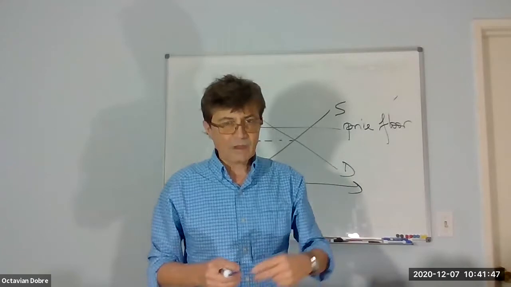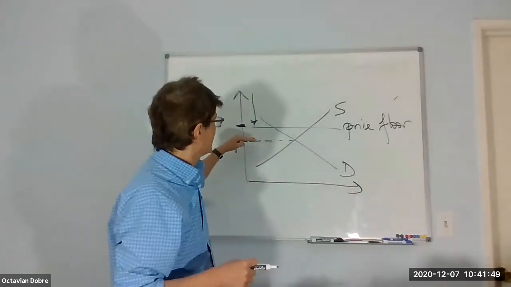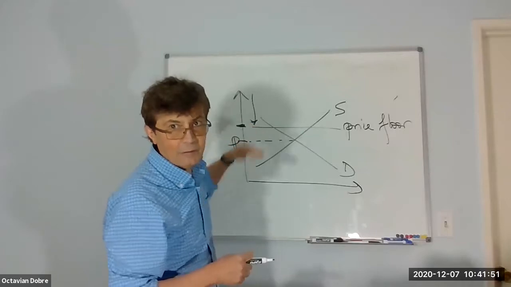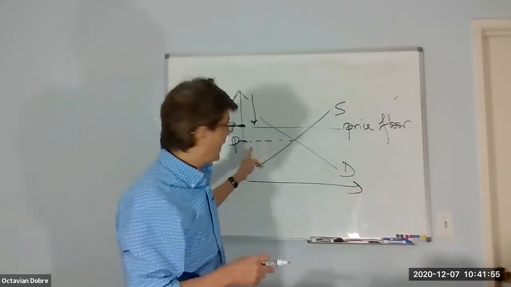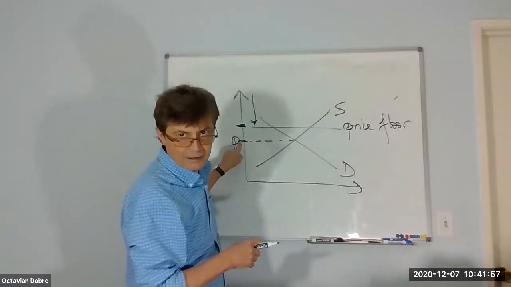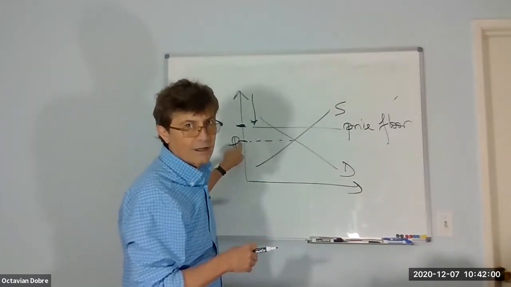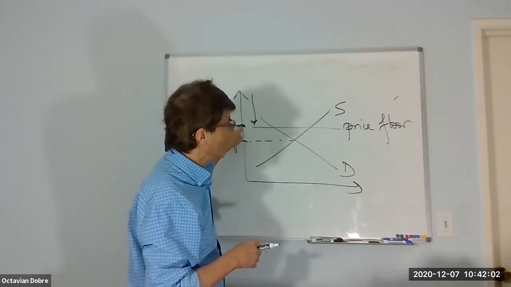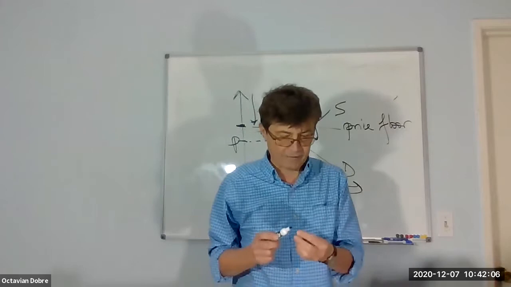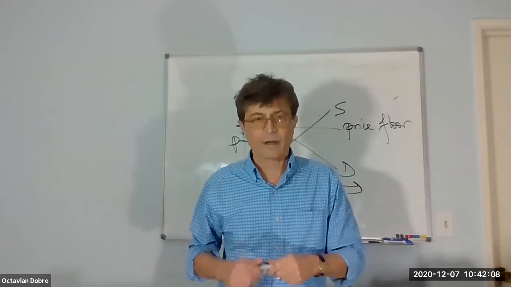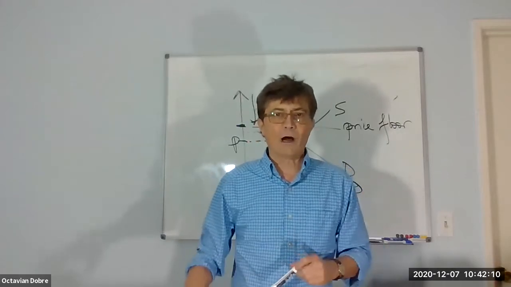If they were to impose a price ceiling that is above equilibrium, it would have absolutely no impact on the market. You would still have the equilibrium price here prevailing in the market. So a price floor has to go above and a price ceiling has to go below in order to have an impact on the market. Okay.